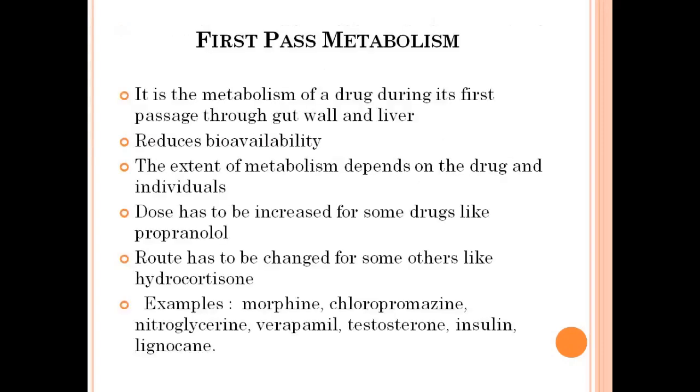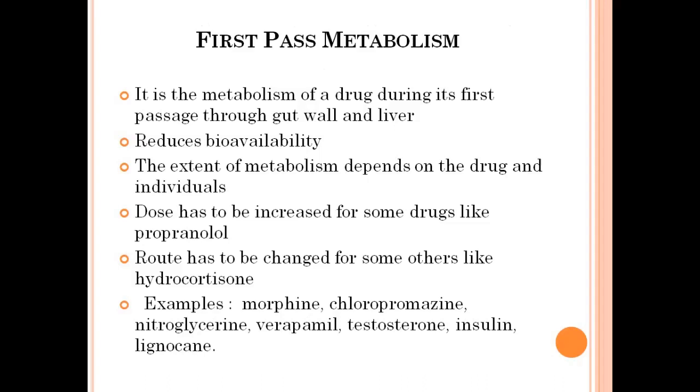Next, we move on to something called first pass metabolism. It is the metabolism of a drug during its first passage through the gut wall and liver. It will help to reduce the bioavailability. The extent of metabolism depends on the drug and the individuals. Sometimes the dose will have to be increased for some drugs like propranolol. Propranolol is one of the drugs used for hypertension. Route has to be changed for some others like hydrocortisone.